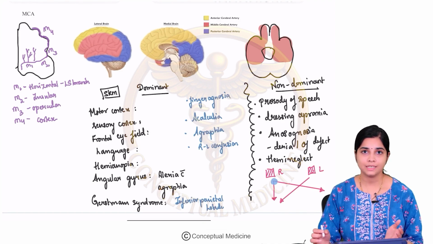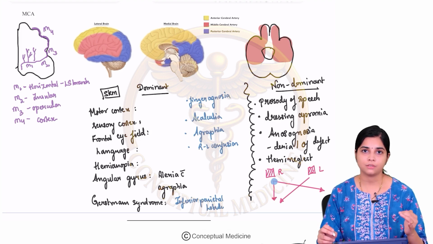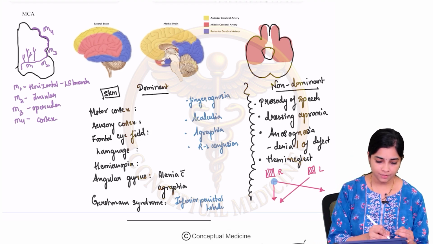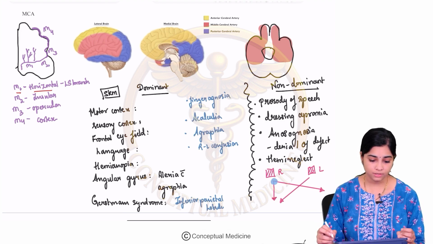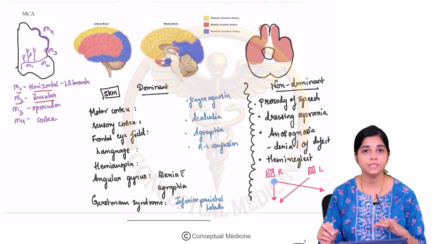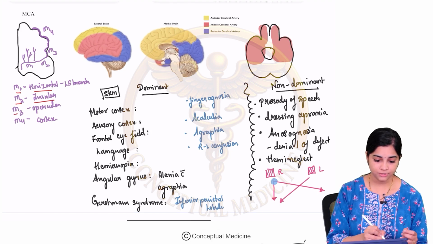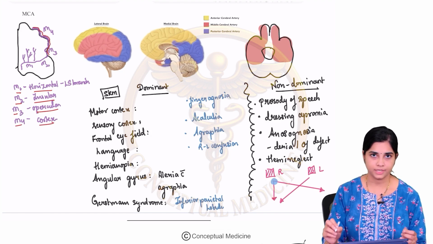MCA is your middle cerebral artery. So MCA and its branches, when you take a coronal section, can be divided anatomically into 4 parts. M1 is your horizontal segment. Then we have M2, which goes through the insula. Then we have your M3 segment, which goes through the operculum. Can you see here? This is the M3 segment, and M4 basically moves on to the cortex.